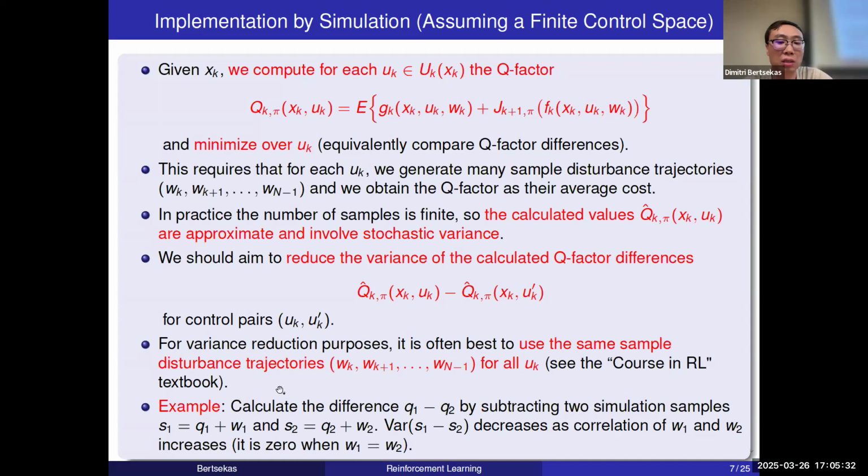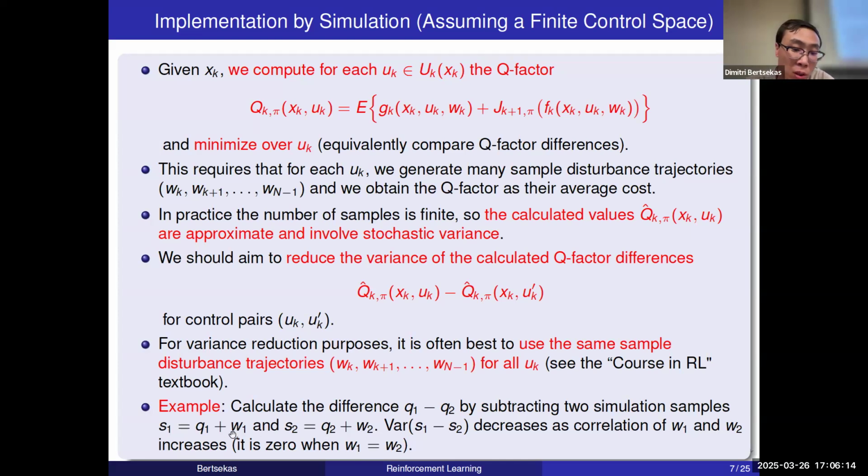Let's consider a simple example. We want to calculate and compare Q1 and Q2, okay? And we don't have exact values of Q1 and Q2, but rather we can estimate or we can measure Q1 and Q2 with some random noise. So we can measure Q1 through this formula, Q1 plus W1. So the measurement of Q1 involves a random quantity. And the measurement of Q2 also involves a random quantity.